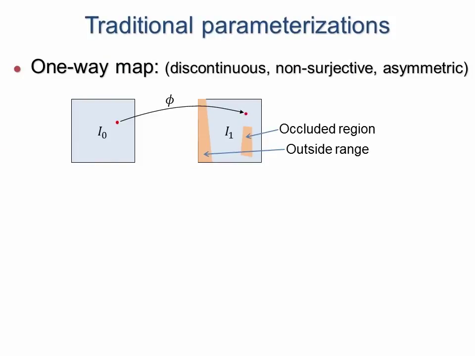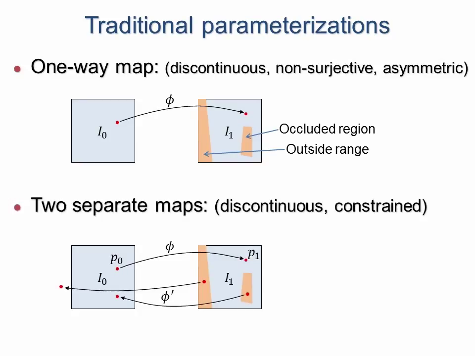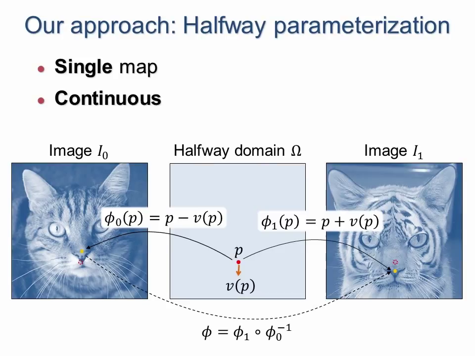Traditional approaches construct a map from one image to the other, but this leaves disoccluded regions undefined. Due to this asymmetry, a reverse map is often necessary, but maintaining consistency requires expensive bookkeeping. We introduce a simpler approach, the halfway parametrization. The idea is to define a vector field V over a domain that is intermediate between the two images. Thus, the intermediate image is parametrized by a single continuous function.